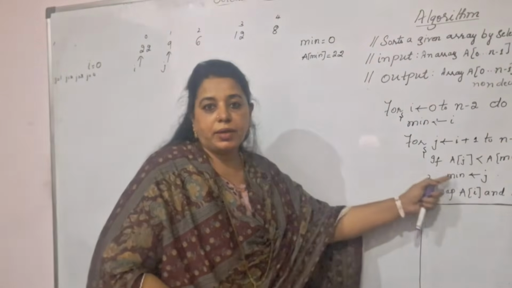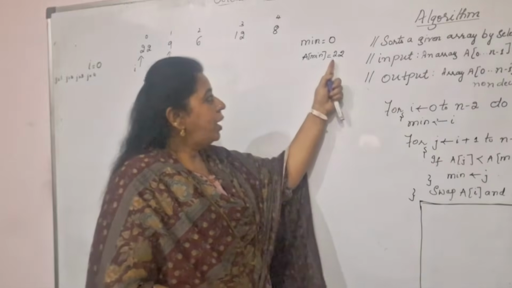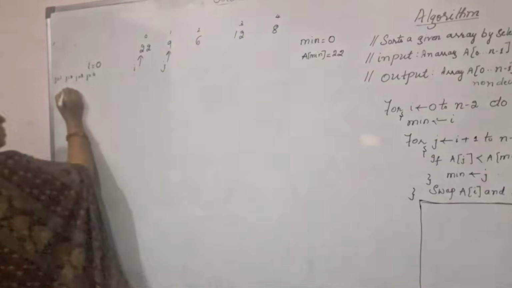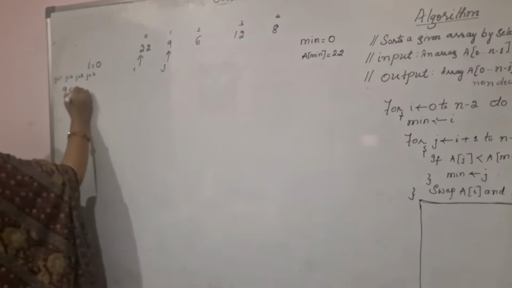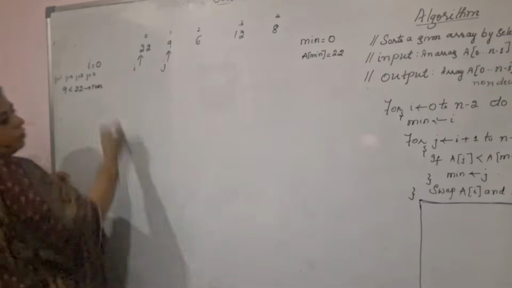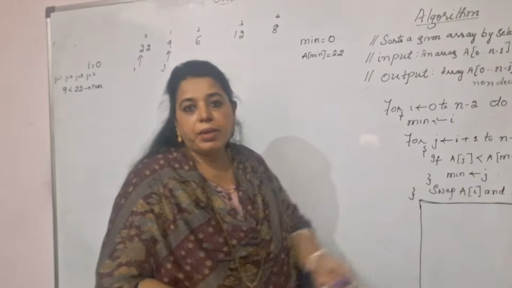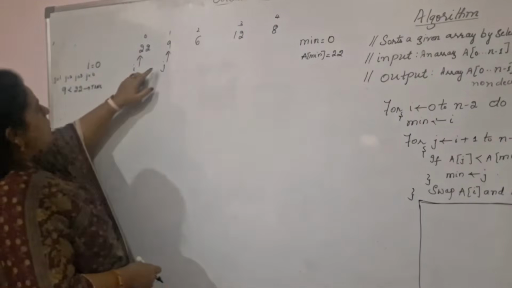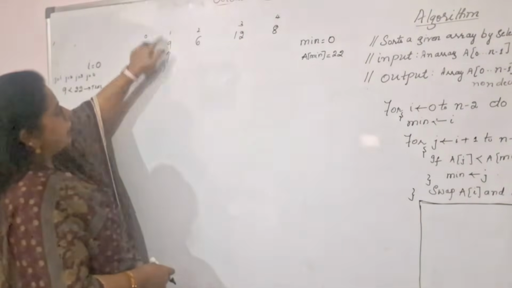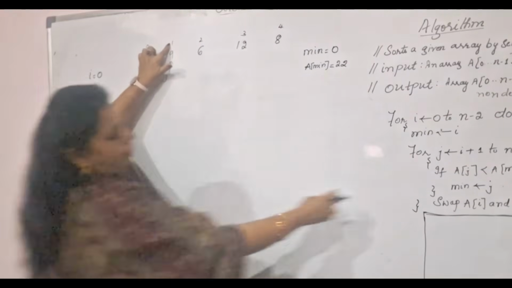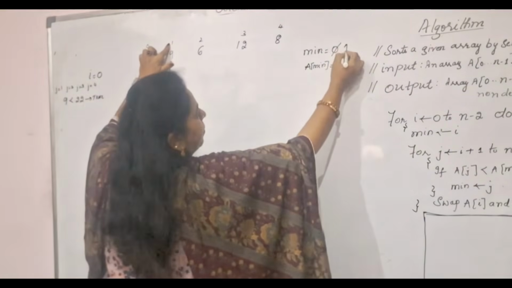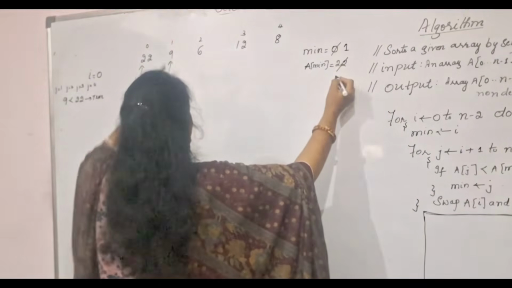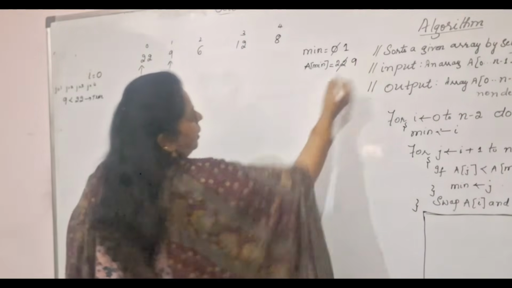As per the algorithm, you can see if A of j is less than A of minimum. A of minimum is how much? 22. A of j is how much? 9. So you are checking whether 9 is less than 22. Yes, it is true. If it is true, the minimum value should get updated. Now the minimum element is 9, and the corresponding location number is 1. So you have to update the location number to 1, and also see the element present at that location. So now your A of minimum is how much? 9. The element is 9.